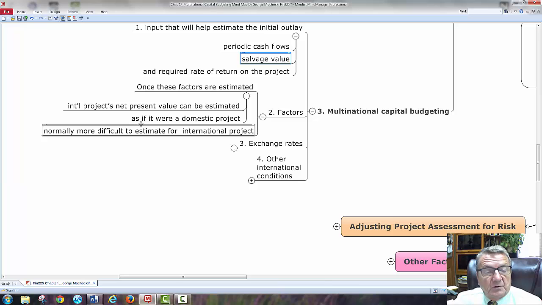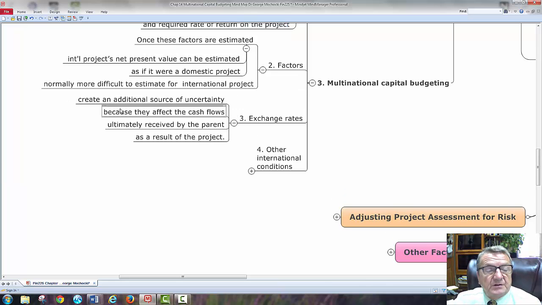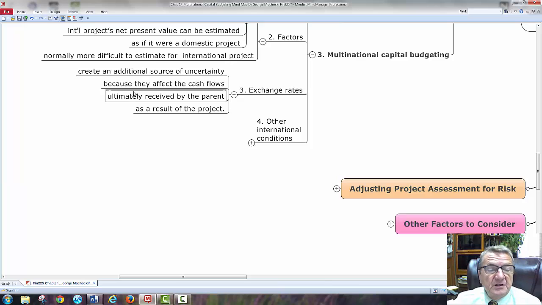Okay? It's normally more difficult to estimate an international project. As if, all right, it makes it a little easier once I have that down there. Okay, my exchange rate. Exchange rates create an additional source of uncertainty because they affect the cash flow ultimately received by the parent as a result of the project. Look at the exchange rate and cash flow. Look at the consumer price index. If the exchange rates change and the consumer price index went up, I've got the same amount of dollars, but I can buy fewer goods. If it went down, the currency devalued and the goods are cheaper, then for the same amount of dollars, because it's stronger, I could buy more goods.